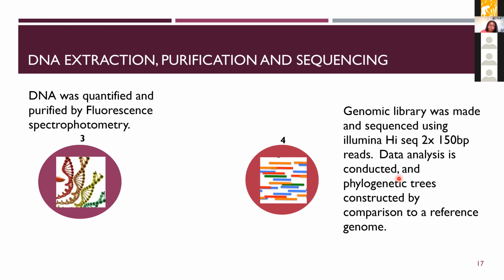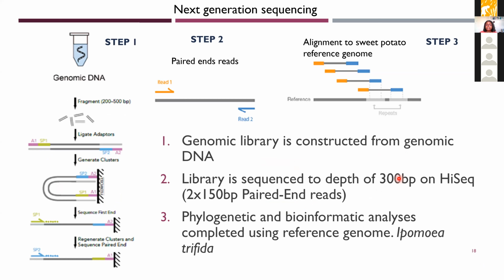And bearing in mind, our reference is still Ipomoea trifida. So again, to describe that in 3 short steps, you have your genomic DNA, and the sequencing produces what are called paired end reads, which are short bits of sequence, and then that is aligned, and many copies here because it's a whole genome, it's aligned to our reference.